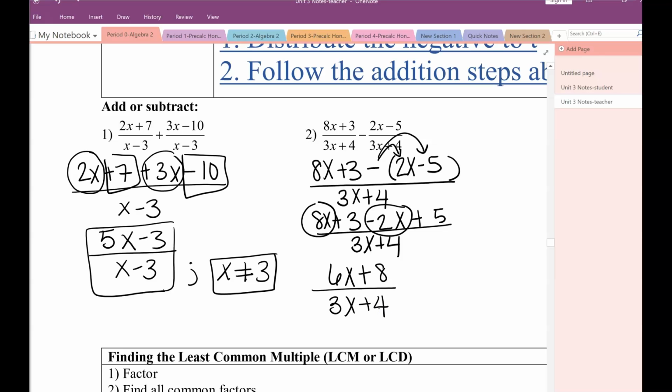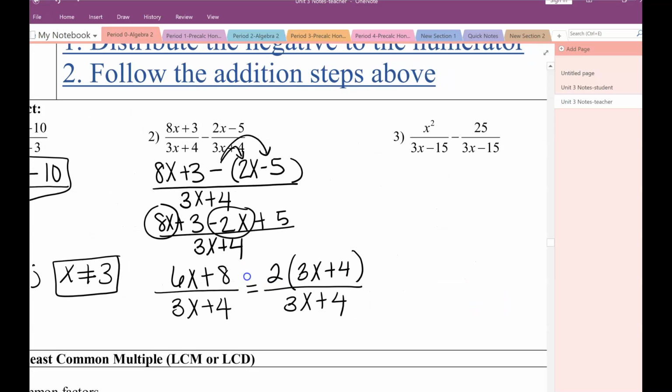All over 3x plus 4. Can we factor anything on either top or bottom? What's on the top that we can factor? A 2. So we take out a 2. What's left? 3x plus 4. Now before we go and reduce, we must state the restriction.